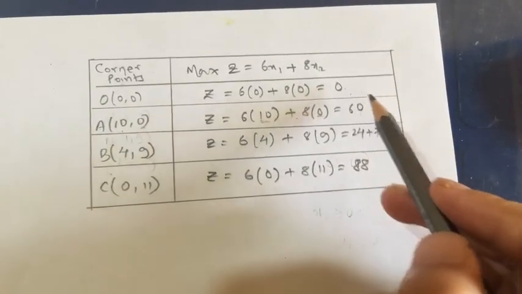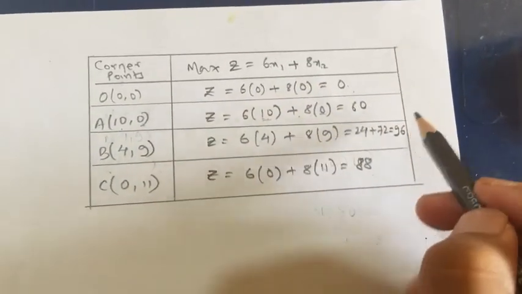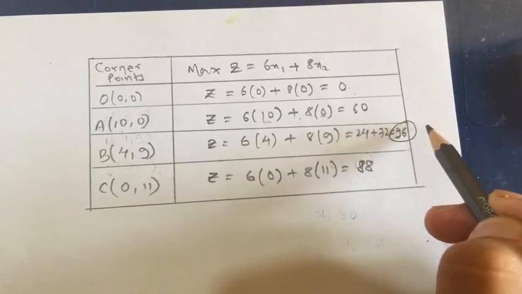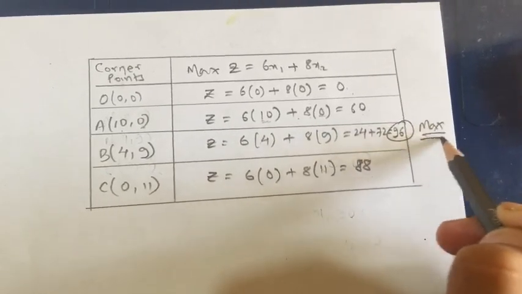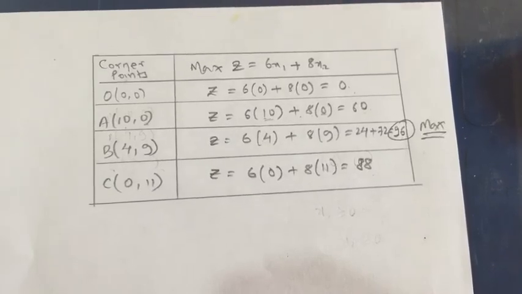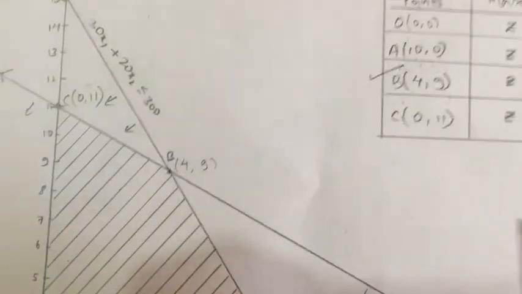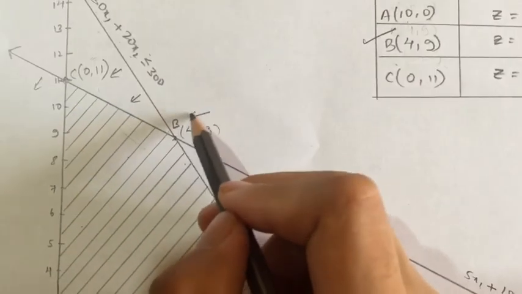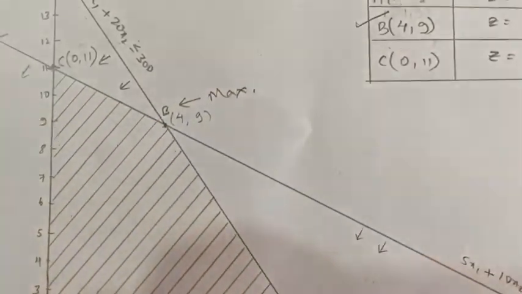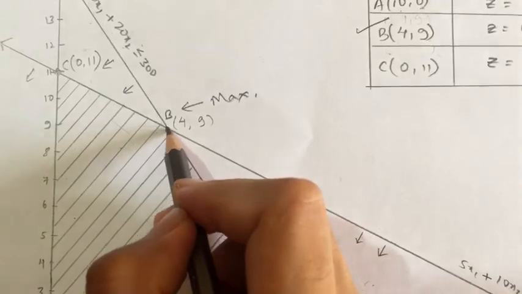Out of 0, 60, 96 and 88, which is the maximum value? This is the maximum value. So the maximum value lies at point B. Point B is here, so here is the maximum value.